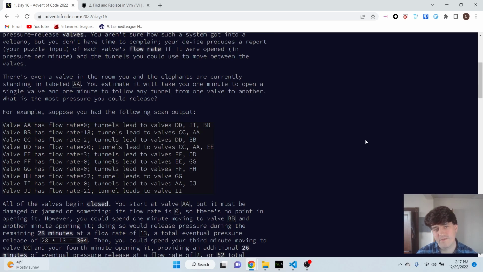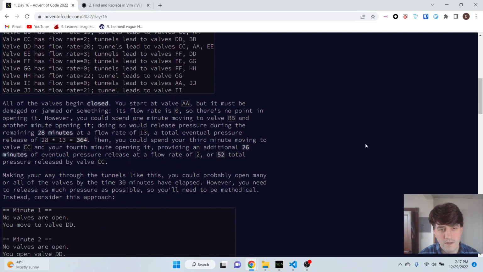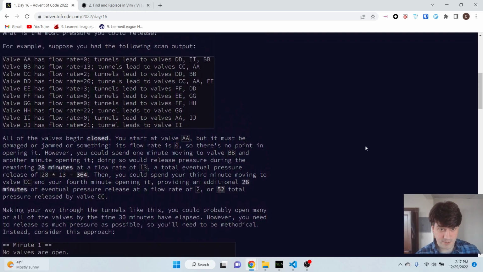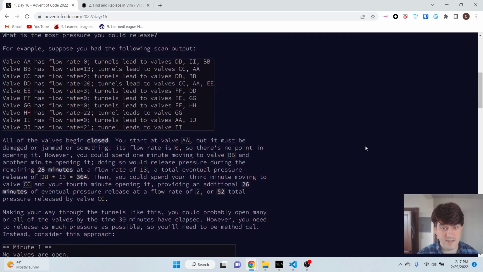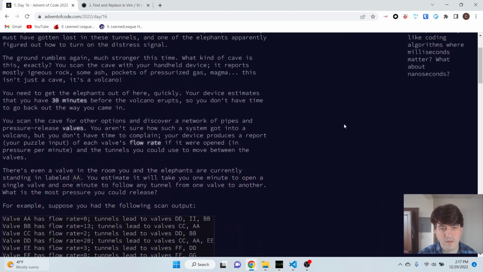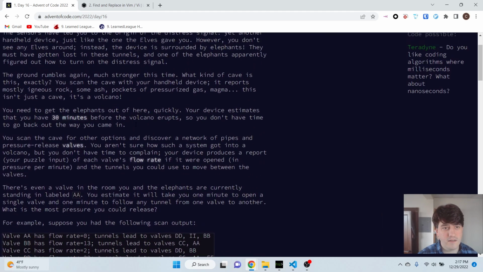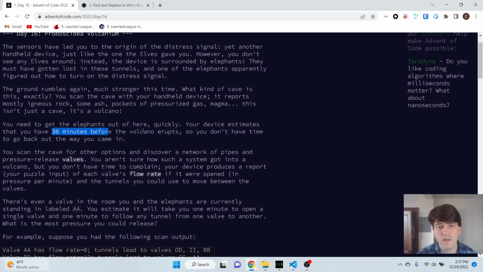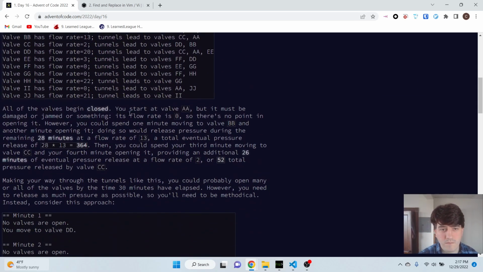For example, suppose you had the following scan output. All valves begin closed. You start at valve AA, but it must be damaged or jammed or something. Its flow rate is 0, so there's no point in opening it. However, you could spend 1 minute moving to valve B. 1 minute to go between them. Okay, and this is flow per second or something. You have 30 minutes total. So you have 30 things you can open, basically. 1 minute moving.